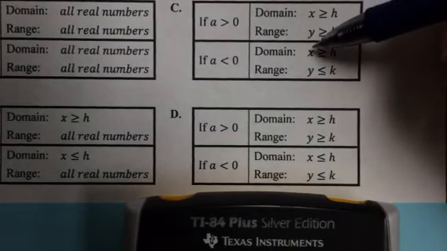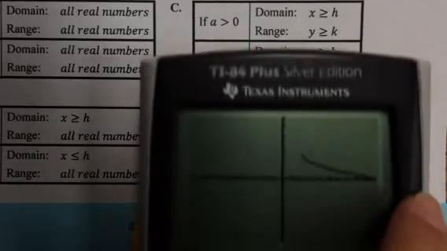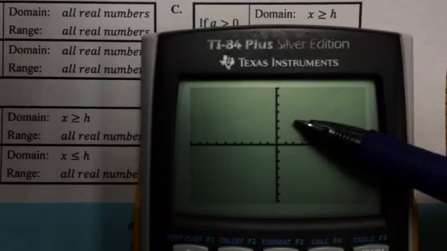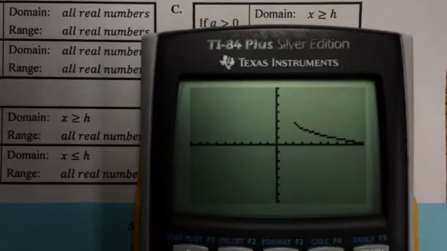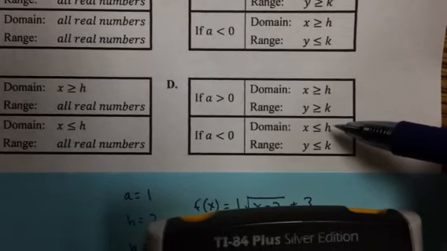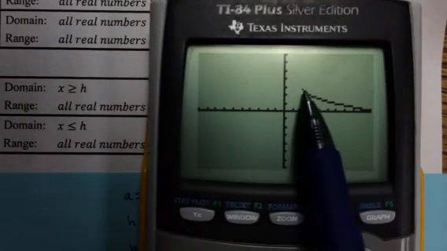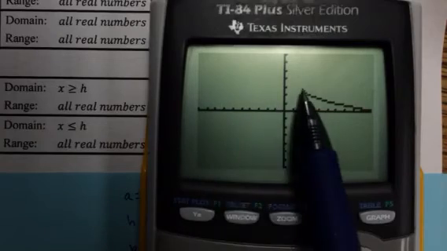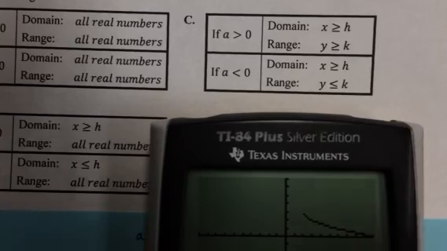So this one's domain, x is bigger than or equal to h. And we look up here, and yeah, my h is 2, so x is to the right of 2. That makes sense. This one says x is less than or equal to h, so that would be if the graph was going this way, so it was to the left of 2. So since it's not, it's C, but let's just check this one.